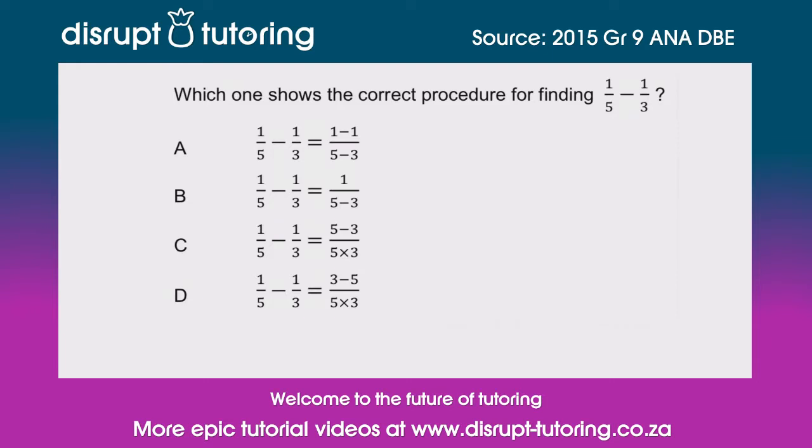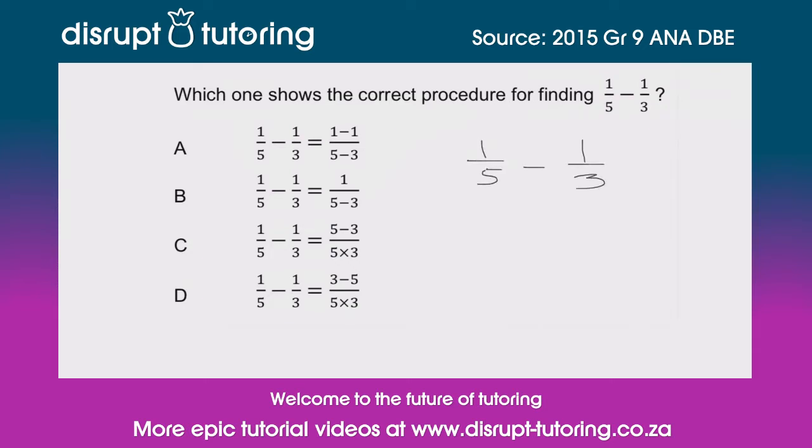Today we're dealing with a common fraction question, specifically subtracting one common fraction from another. Now they've said to us, which one of the following shows the correct procedure for finding 1 over 5 minus 1 over 3? So what I'm going to do is do it, and we're going to find the answer that is closest to what we've done.